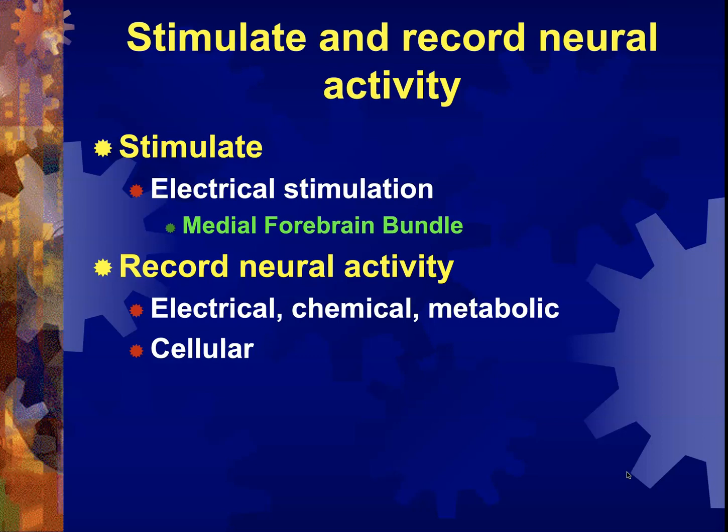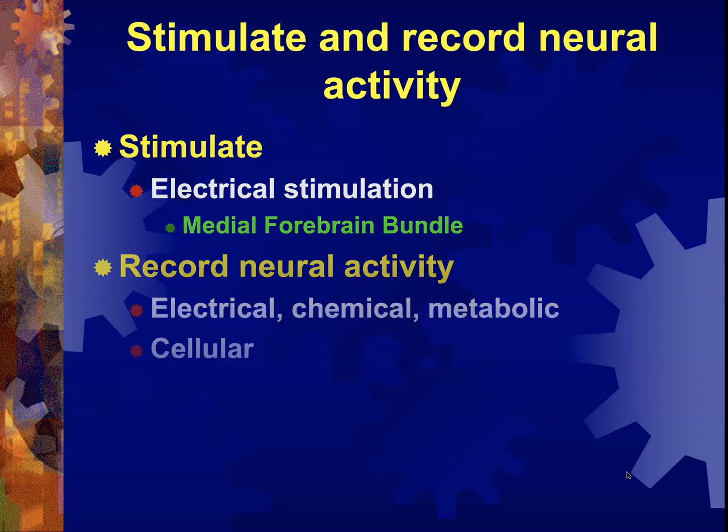So you can stimulate a certain part of the brain and see what happens. Or you can go in and record the neural activity. You can record the electrical activity, chemical. You can go in and measure how many neurotransmitters are released. You can radioactively label them and see the activity. You can look at metabolic activity and cellular activity.